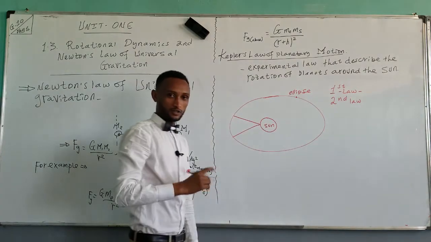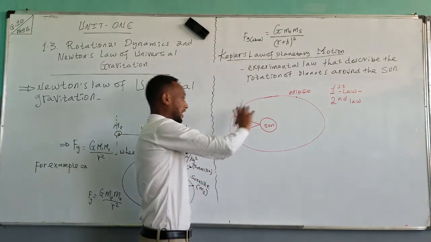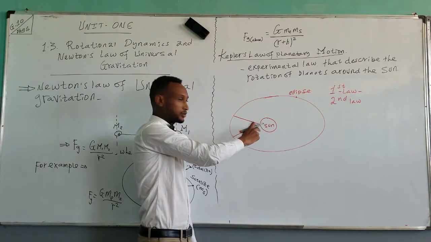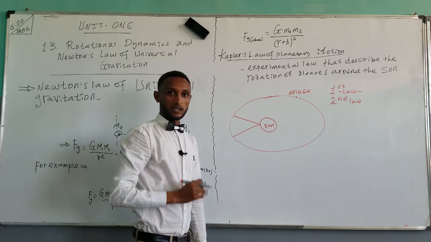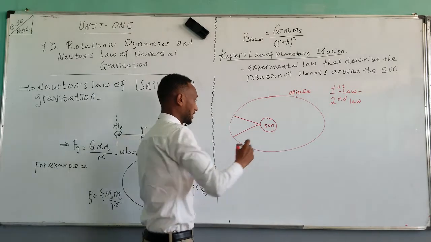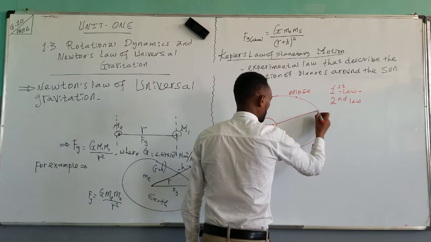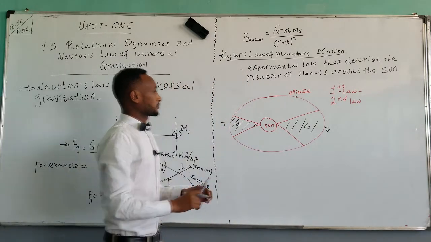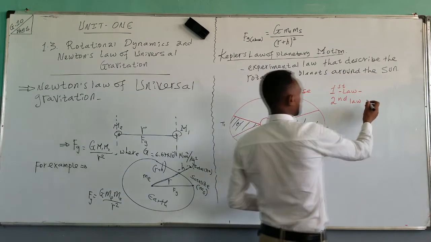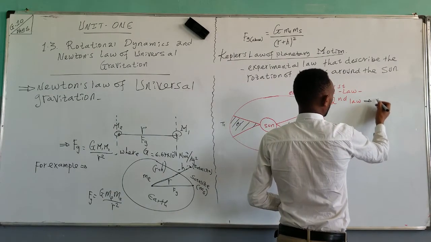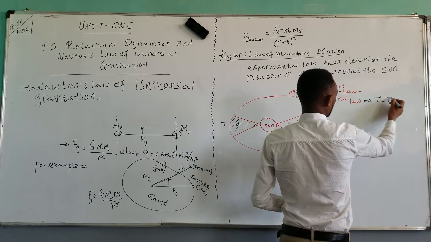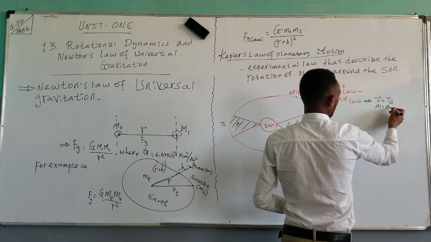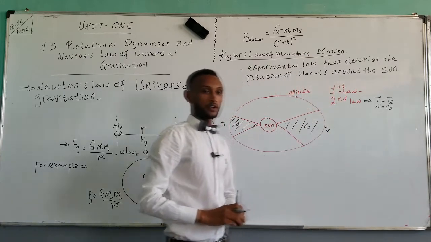Johannes Kepler stated in his second law that the line joining the planet to the sun sweeps out equal areas in equal time intervals. If you take another line joining the sun to the planet here, you get areas. Now in the second law, time 1 is equal to time 2, or you can say that area 1 is equal to area 2.